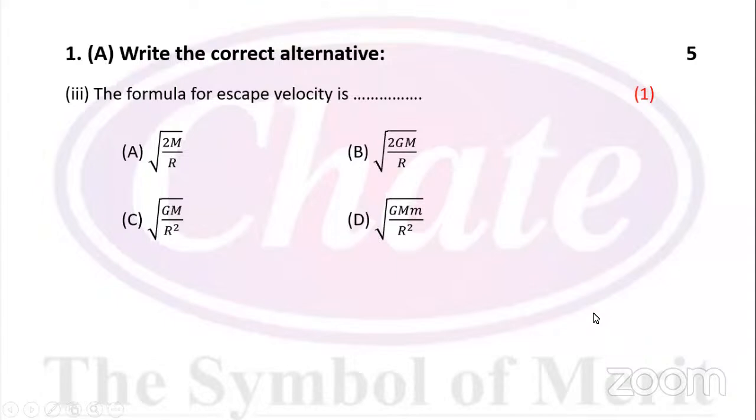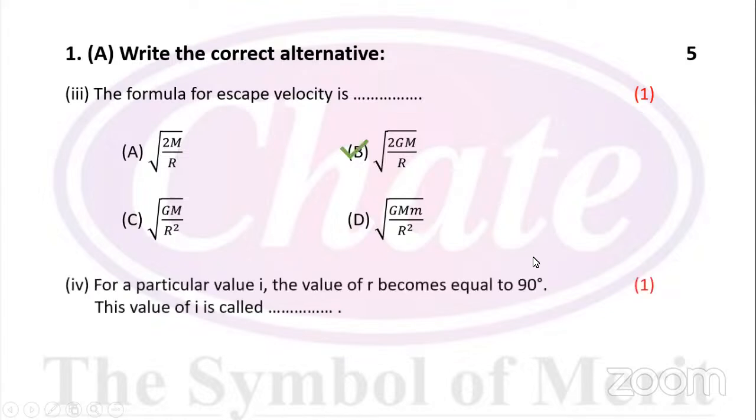Now the next is: the formula for escape velocity is. Now you can see the options A, B, C, D, and among them the formula for the escape velocity is option B, that is the square root of 2GM upon R. Here capital G stands for the gravitational constant, capital M is the mass of that planet, and capital R stands for the radius of that planet. Okay, so option B is the correct answer.